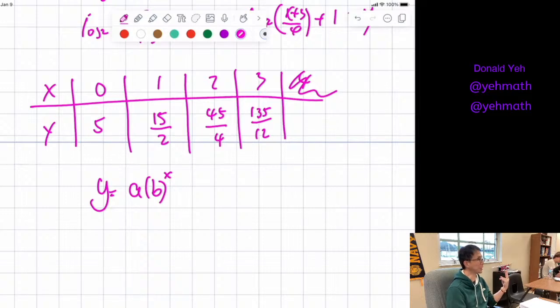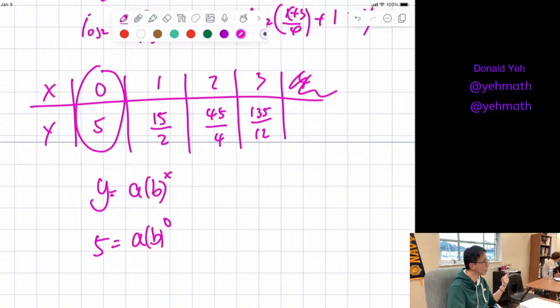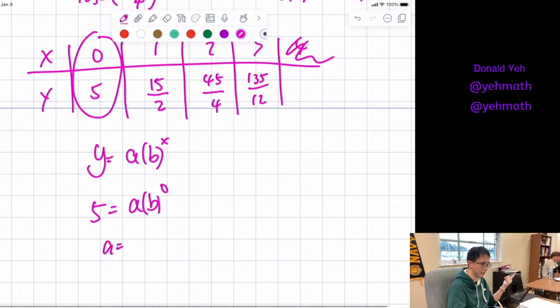So there are two values you need to figure out. You need to figure out what A is and what B is, right? So I will start with the first value. Just plug in 0, and that's equal to 5. Does that make sense? A times B to the 0. What's anything to the 0 power? 1. So A is equal to what? 5.